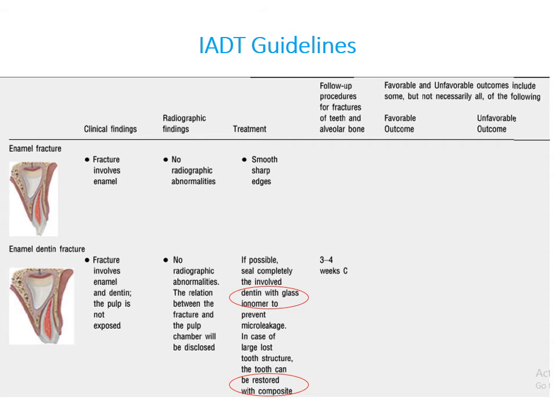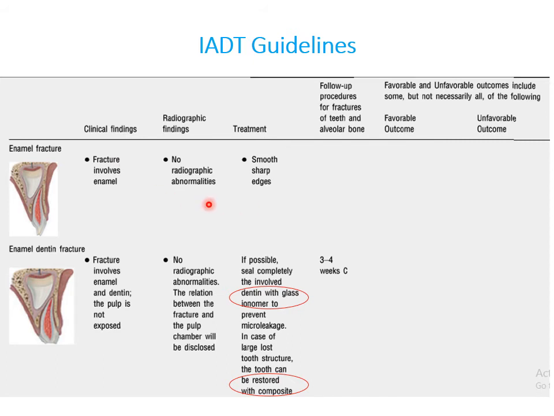So moving on to the IADT guidelines. What is IADT? IADT is the International Association of Dental Traumatology. According to the guidelines, we have the clinical findings, the radiographic findings, and the treatment that we can do for each type of fracture or injury to the primary tooth. So if it is an enamel fracture, the clinical finding that we see is just involving the enamel.